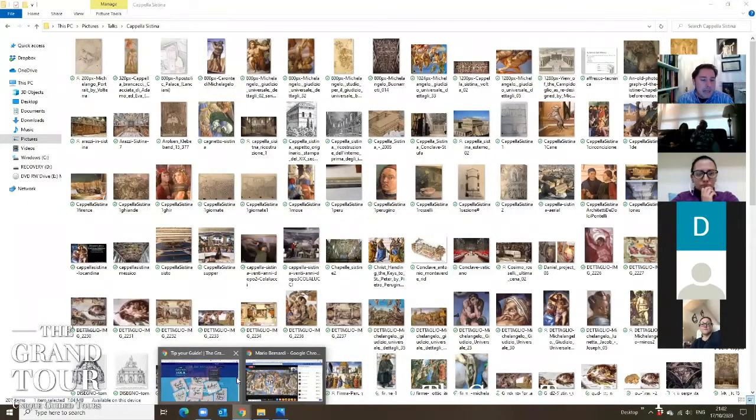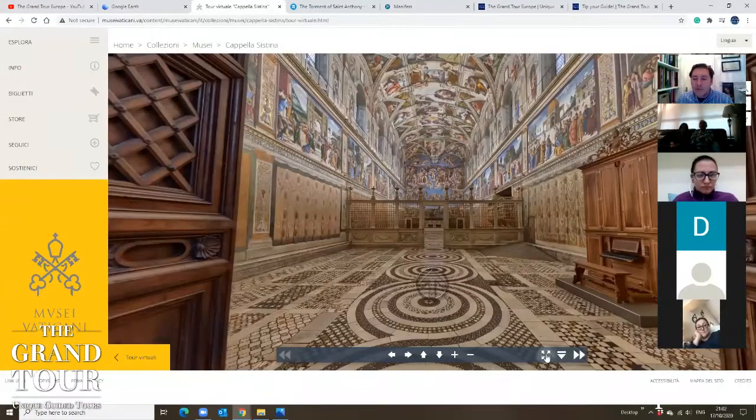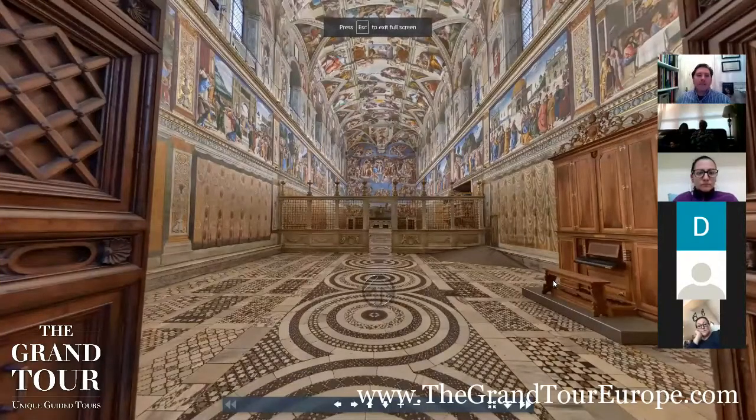But the main tool that we're about to use today will be this one, which is an official app of the Vatican Museums. You can find it on the official website of the Vatican Museums, Musei Vaticani in Italian, museivaticani.va, which is the extension of the Vatican Museums.